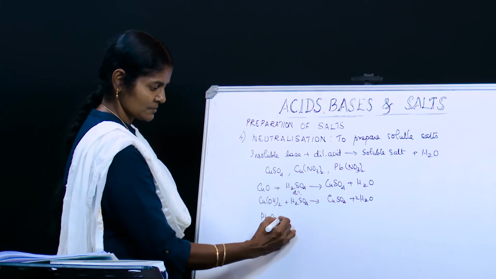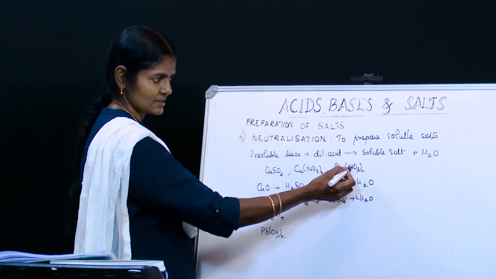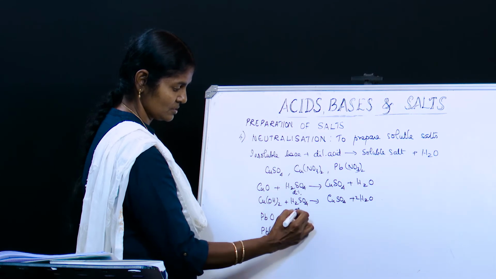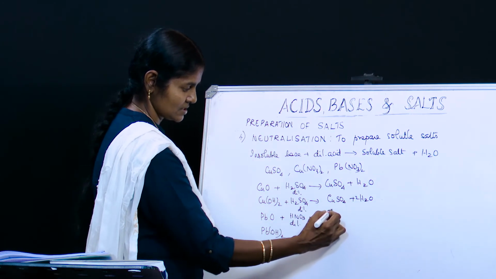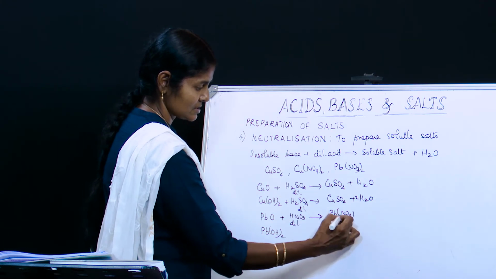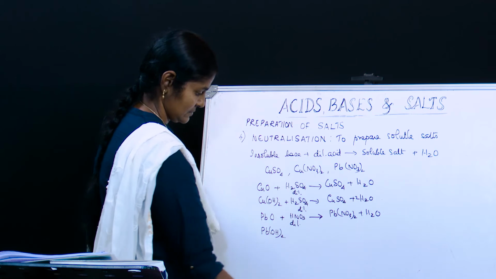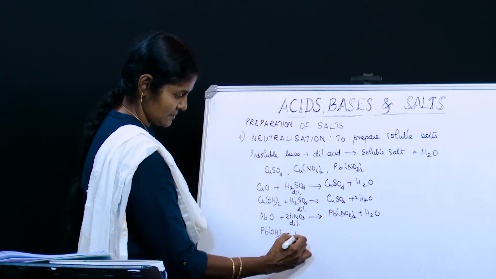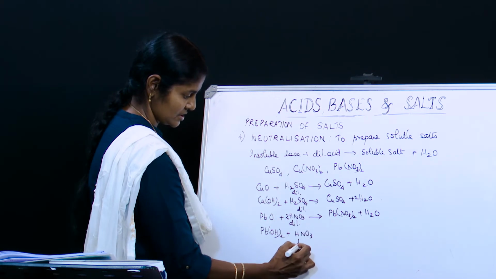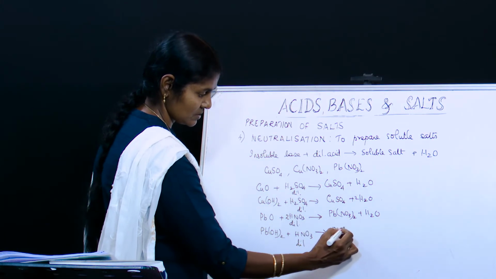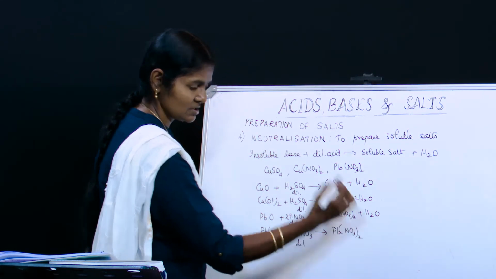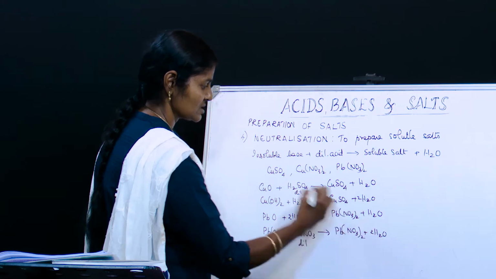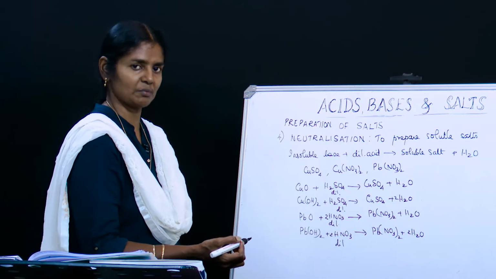Okay, when you come to lead oxide, what we are going to prepare is lead nitrate. Therefore, the acid that we use would be dilute nitric acid. So that gives you lead nitrate plus water. Okay. Similarly, here also dilute nitric acid with lead hydroxide gives you lead nitrate, which is a soluble salt, plus water. So this is basically a neutralization reaction that's happening.